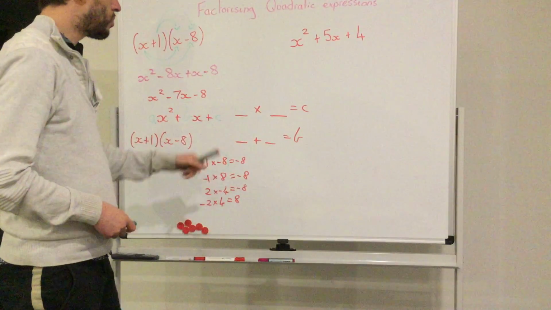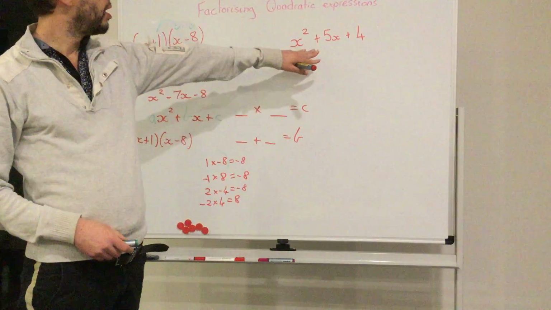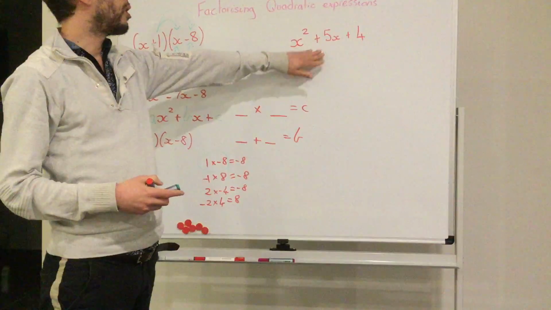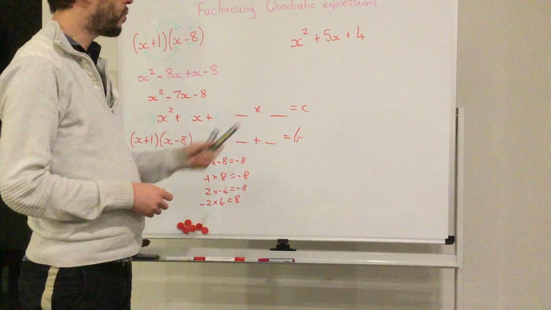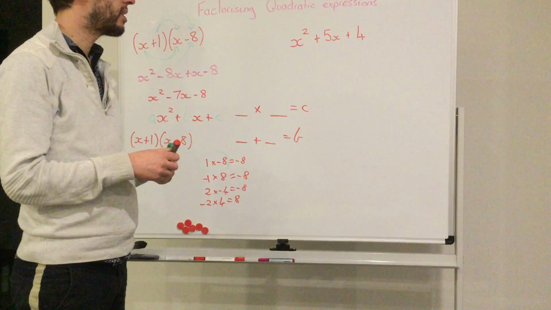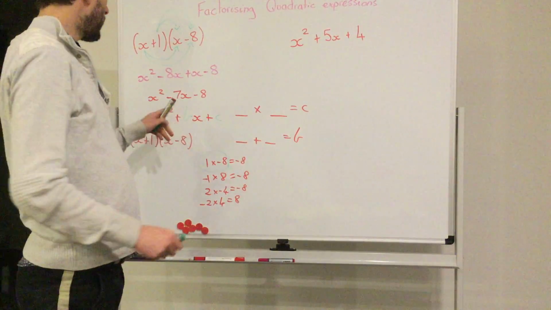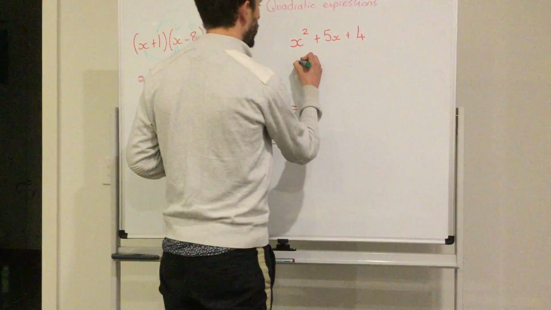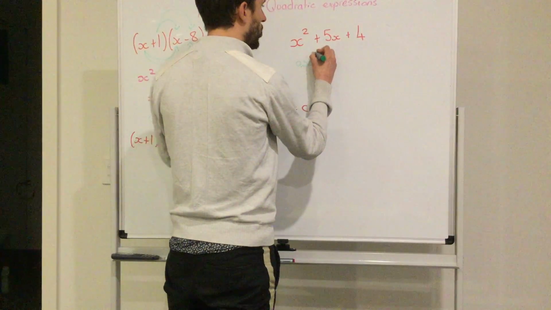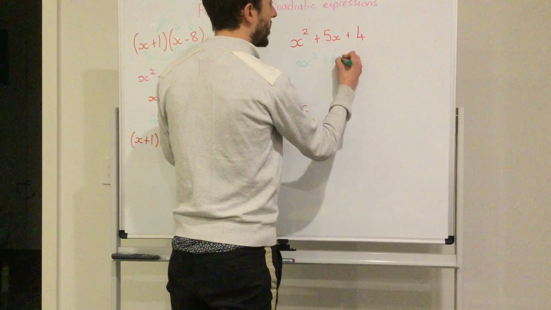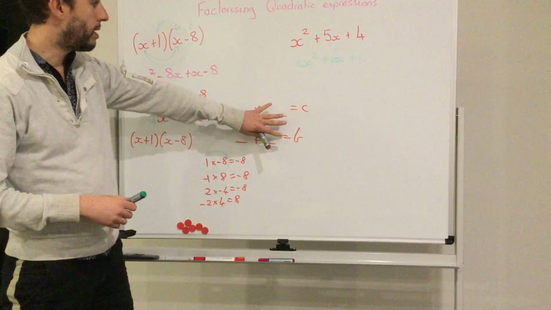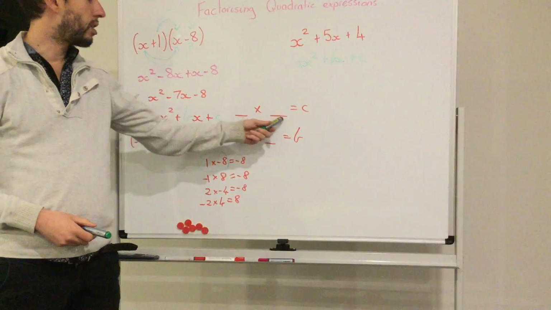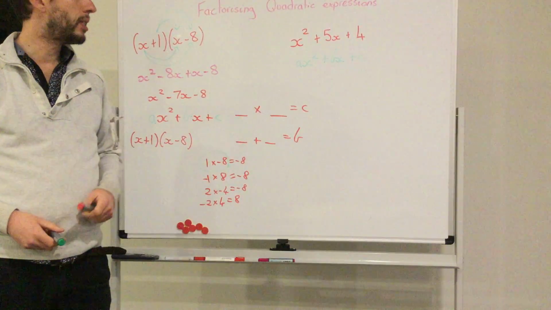So let's use what we know from this with a quadratic expression over here. To start off, we've got x squared plus 5x plus 4. If you forget, I like to also write it underneath, ax squared plus bx plus c. So the rule of thumb, we need to think about the two numbers that times together to equal c.